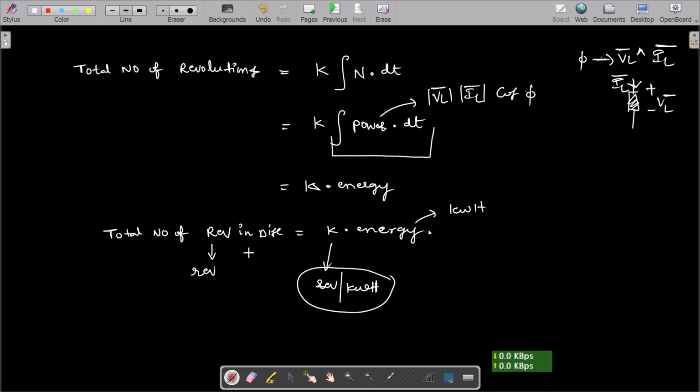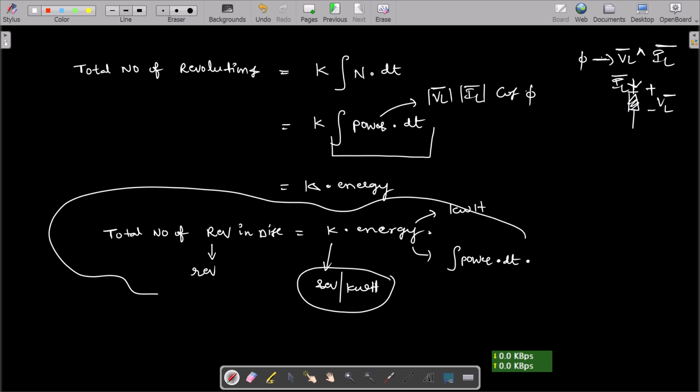So in an energy meter, for an ideal case, the total number of revolutions made by the disk will be equal to K times the energy consumed by the load. This is one of the important things we have to observe. This energy is nothing but the integral of power into dt. This is the observation you have to keep in mind every time. Now we will see the non-ideal case.